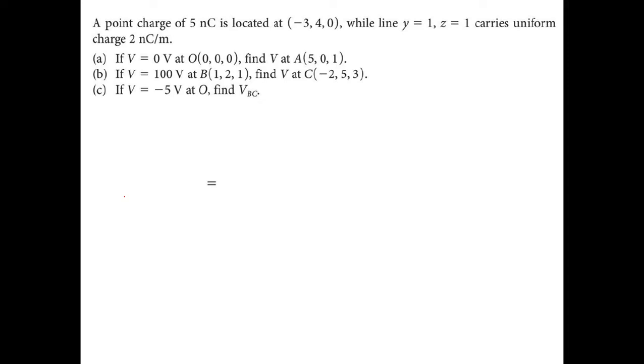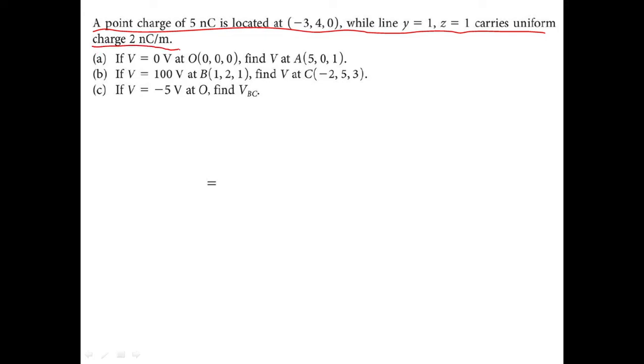Yes, just go through this problem. A point charge of 5 nanocoulomb is located at (-3, 4, 0), while the line y = 1 and z = 1 carries a uniform charge of 2 nanocoulomb per meter, right? So before reading the subdivisions, just read this once more. How many charges are there? There are two charges. One is a point charge and the other one is a line charge.